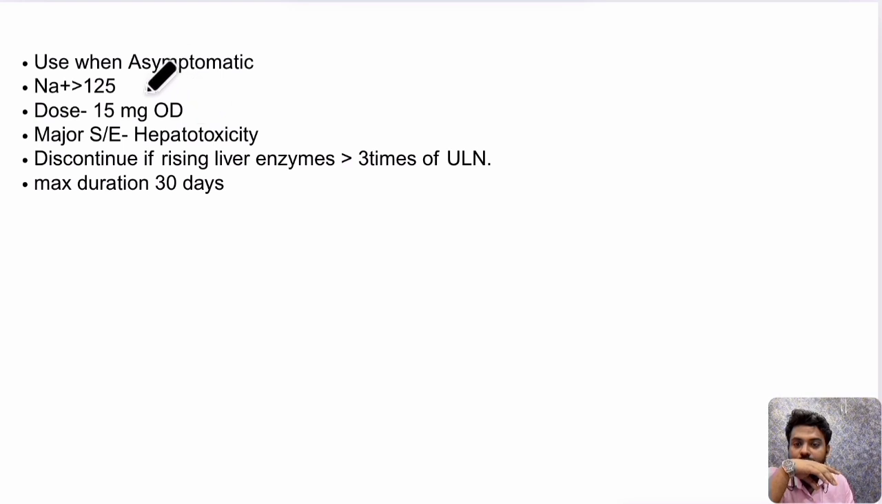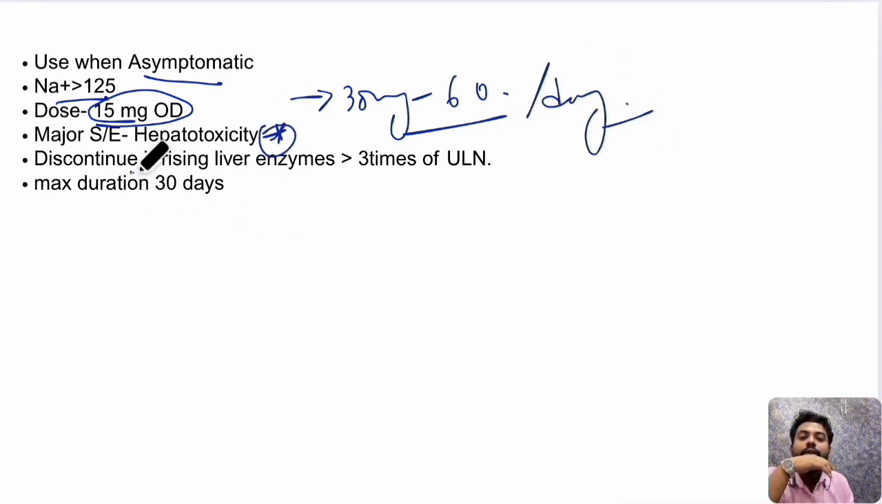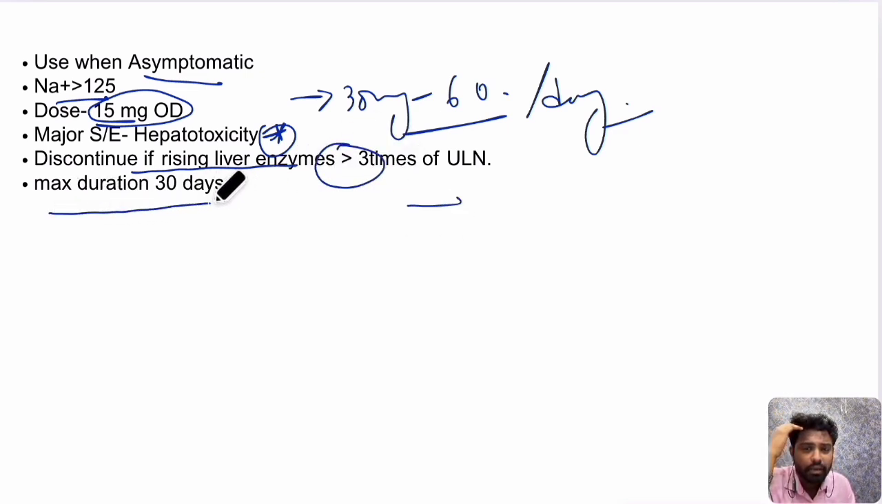So vaptans are used when the patient is asymptomatic and sodium is more than 125, actually not severely hyponatremic. Dose is 15 mg OD. You can increase it gradually up to 30 to 60 mg per day, OD dose. And the major side effect is hepatotoxicity. Discontinue if liver enzymes rise more than 3 times the upper limit of normal. In chronic hyponatremic patients, you can continue vaptans. Maximum duration is 30 days.